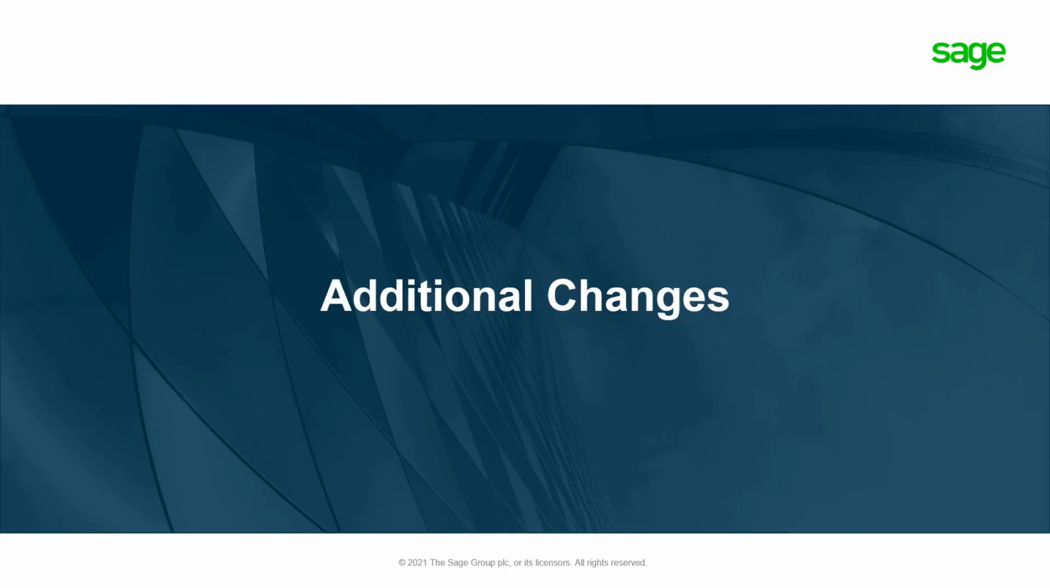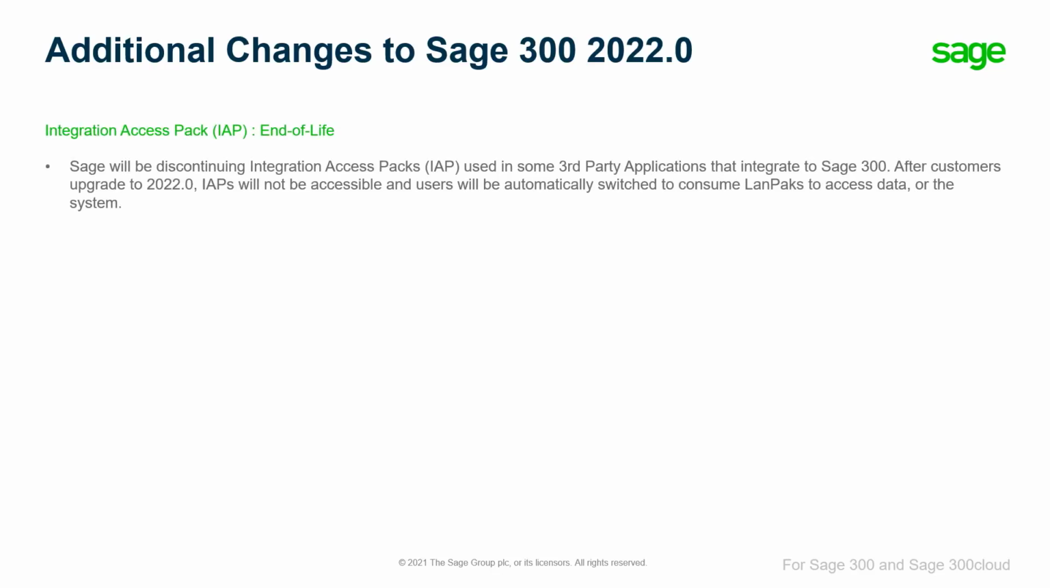Finally, let's review some additional information about Sage 300 2022.0. Sage will be discontinuing Integration Access Packs, IAP, used in some third-party applications that integrate to Sage 300. After customers upgrade to 2022.0, IAPs will not be accessible, and users will be automatically switched to consume LAN packs to access data or the system.